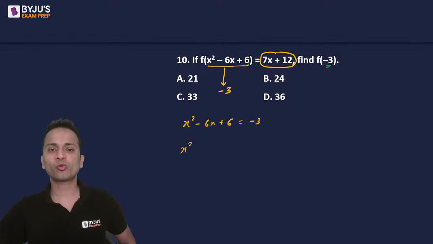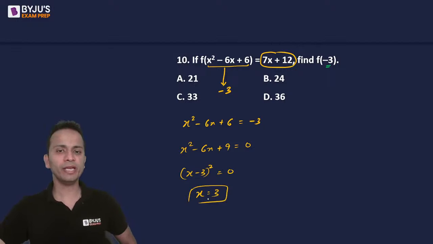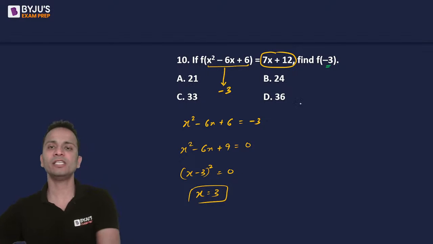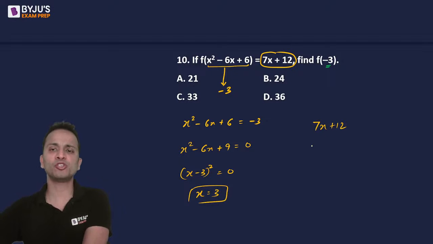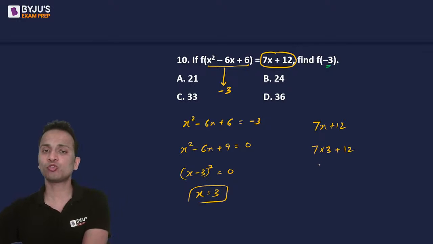So x square minus 6x plus 9 equal to 0, and this will give me x minus 3 whole square equal to 0. So the value of x will be equal to 3. Okay, so I've got the value of x as 3. So f of x square minus 6x plus 6 is equal to 7x plus 12. Now in this, substitute x as 3. So my answer will be 7 into 3, that is 21, plus 12 will be equal to 33.